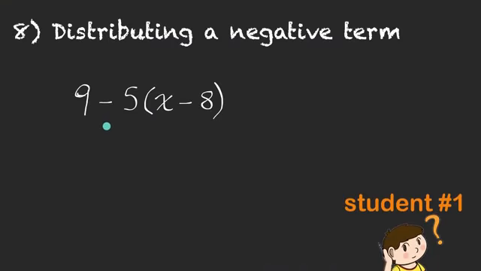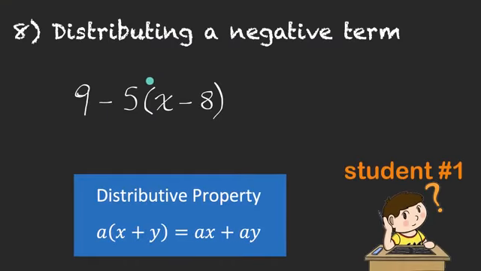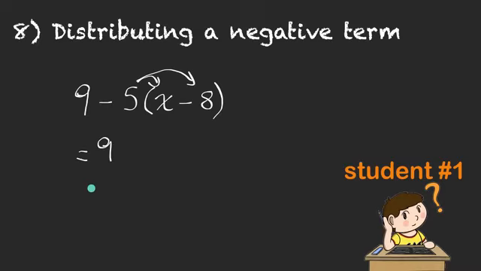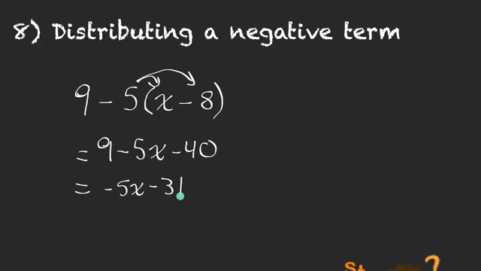Okay, I just need to simplify this. I remember distributive property. I know you just take whatever's in front of the brackets and multiply it by everything in the brackets, and then the brackets are gone. So I've got this 9, I'll leave that there, minus, and then I have to do 5 times x, that's 5x, and 5 times -8, that's -40. And then I can collect my like terms. 9 minus 40 is -31, so I've got -5x minus 31.